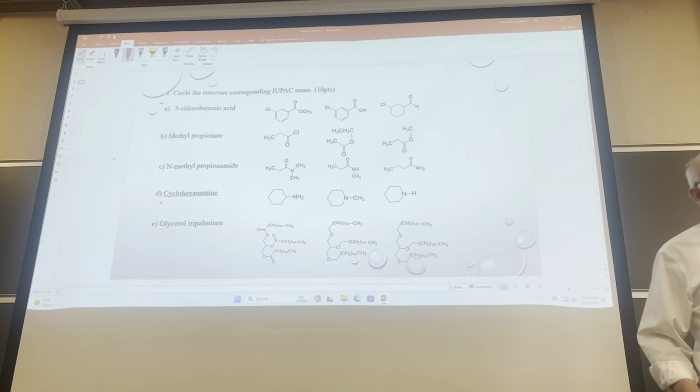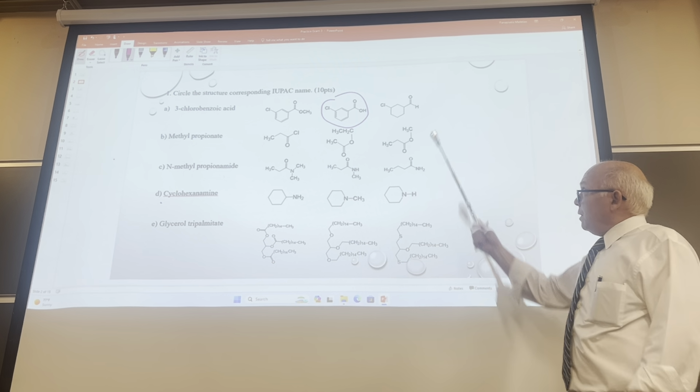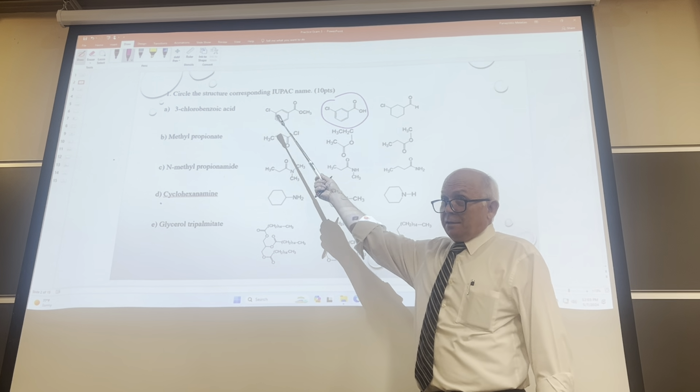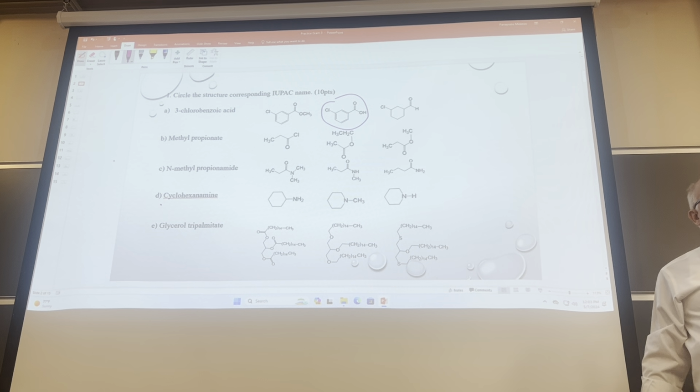There is only one acid. Unless I made a mistake, that's the only acid from the group. This one is an aldehyde, this one is an ester, right? So that's the only one that can give you the acid.